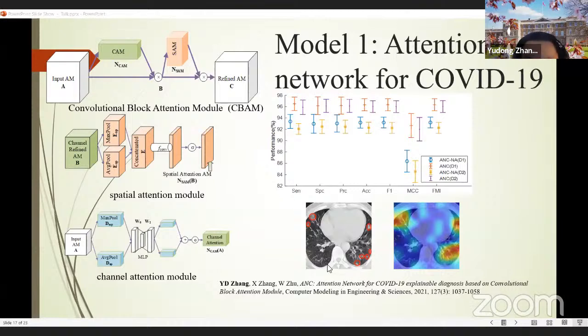And on the bottom right, you can see we have a real CT scan, where the radiologist labeled in total 7 regions, 1, 2, 3, 4, 5, 6, 7. And meanwhile, on the rightmost, you can see the AI model can output a heat map.